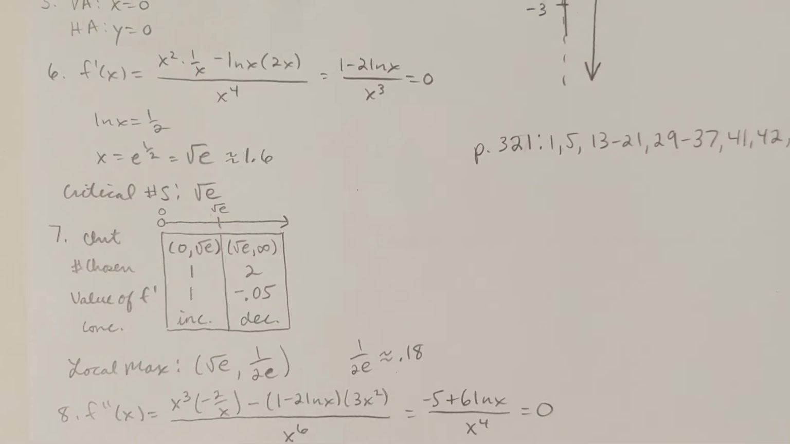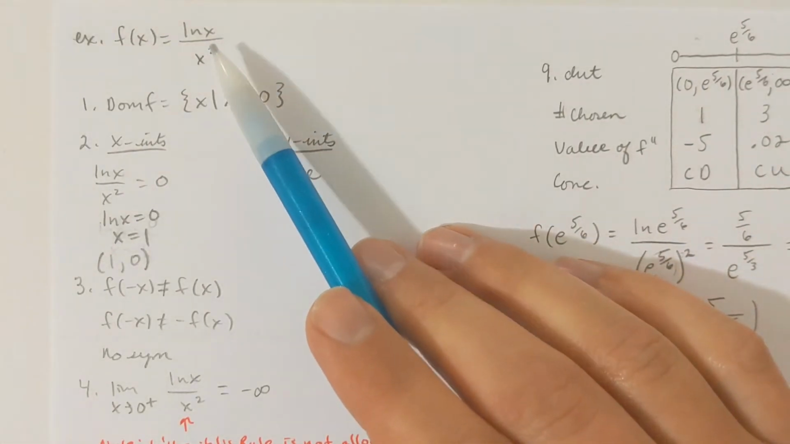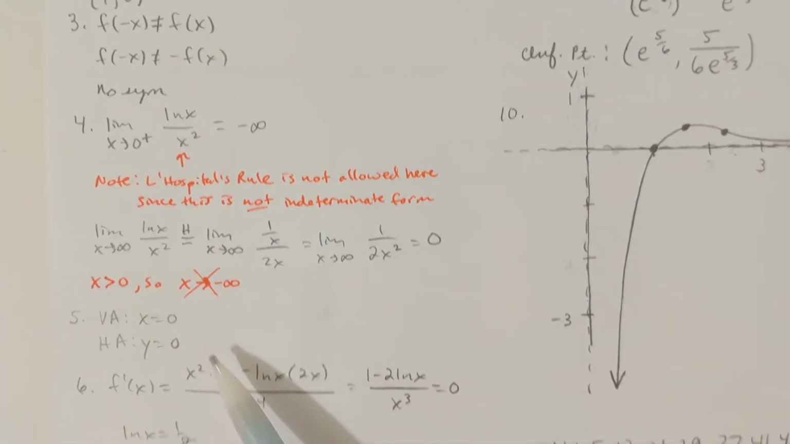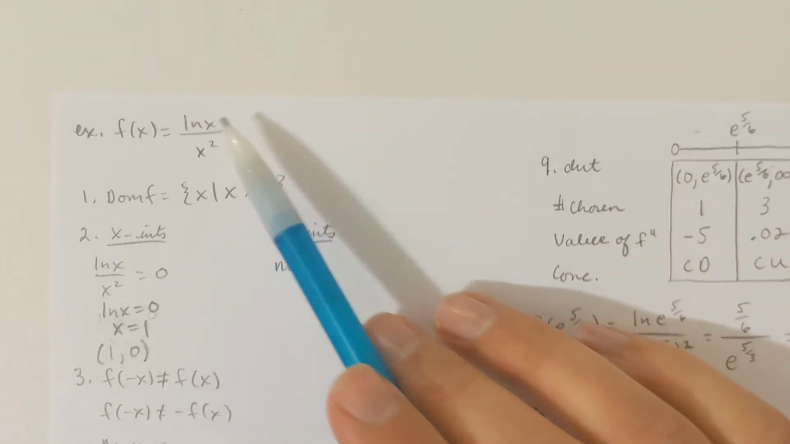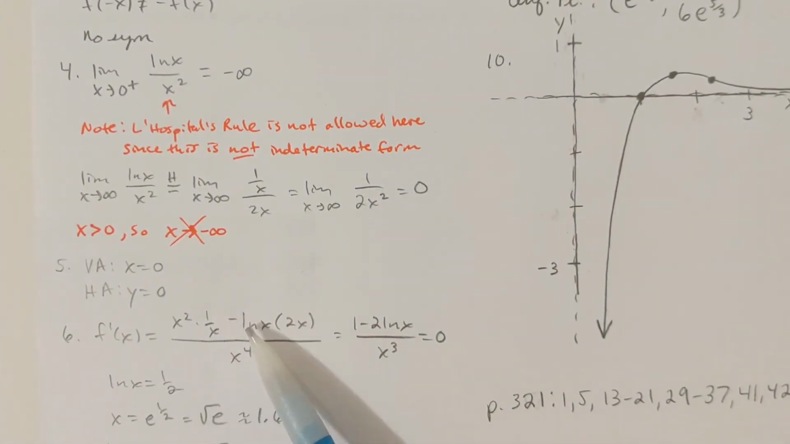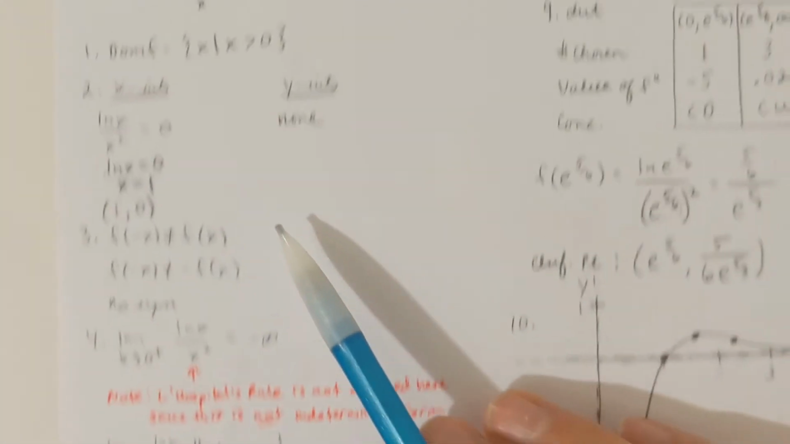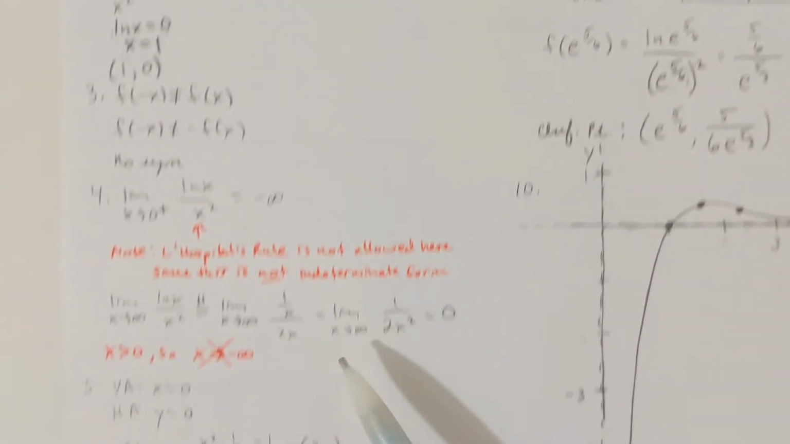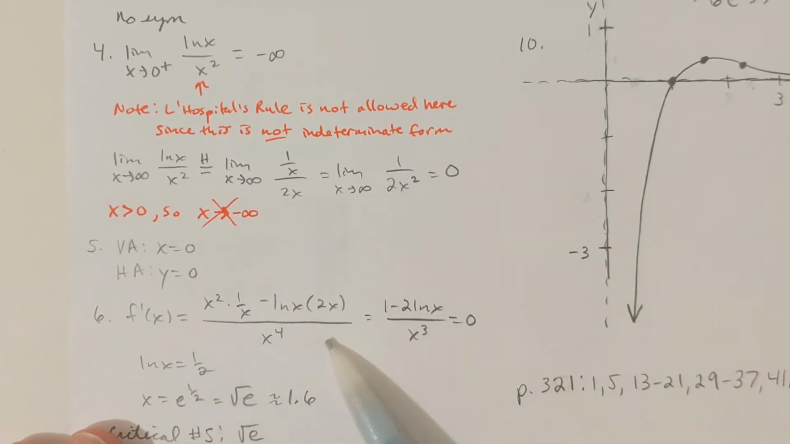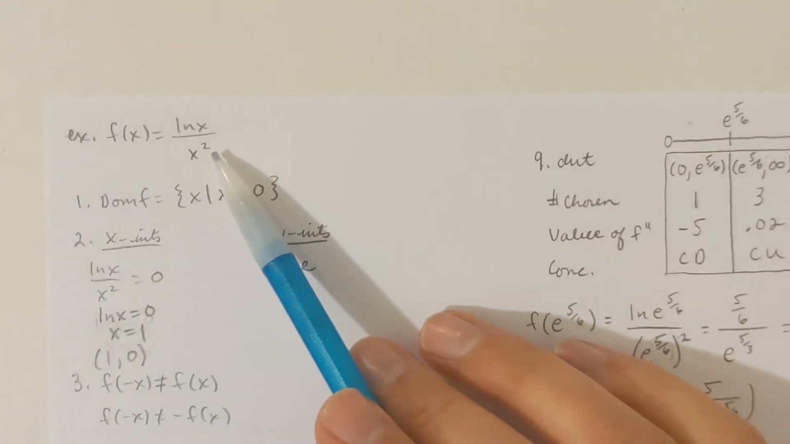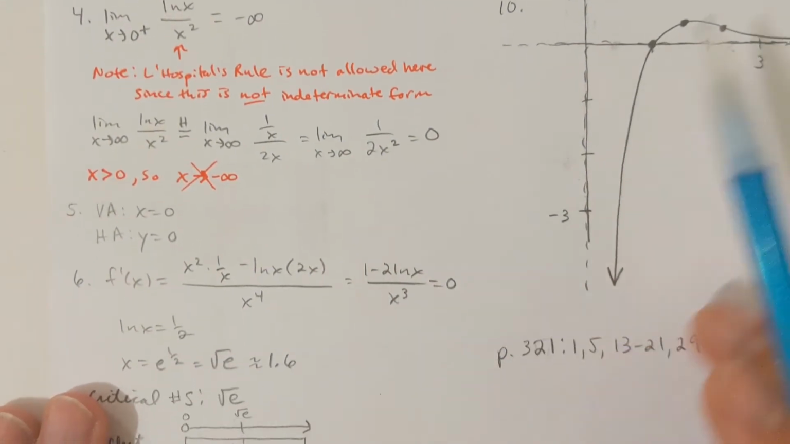We need the first derivative. Okay, I'm going to use the quotient rule. So let's take the bottom, which is x squared, times the derivative of the top. That'd be 1 over x, minus the top, that's ln of x, times the derivative of the bottom, which is 2x. And this is all over the denominator squared. x squared squared would be x to the 4th.